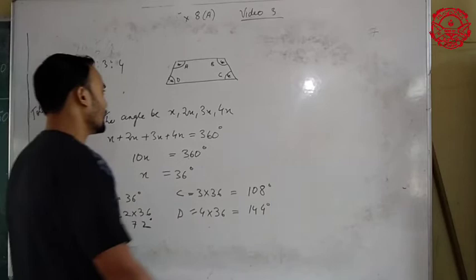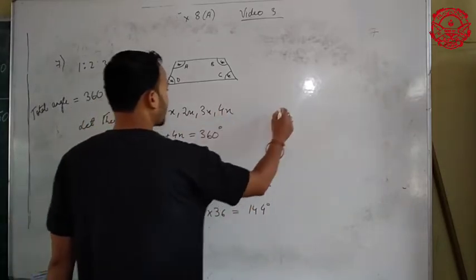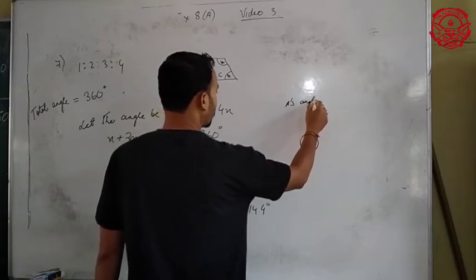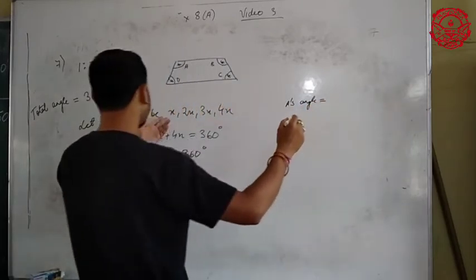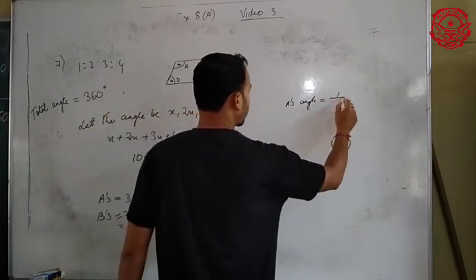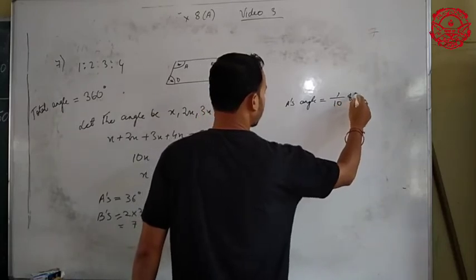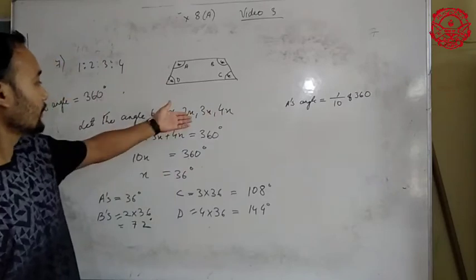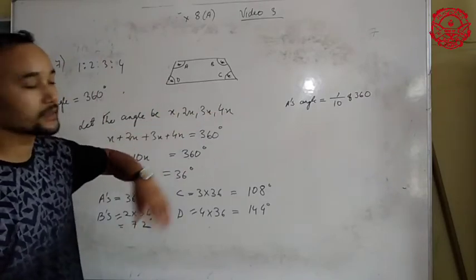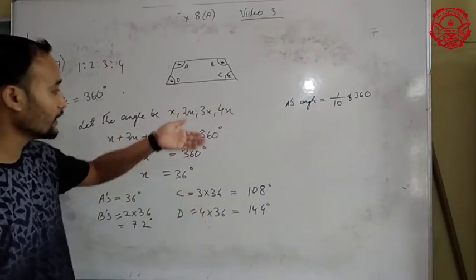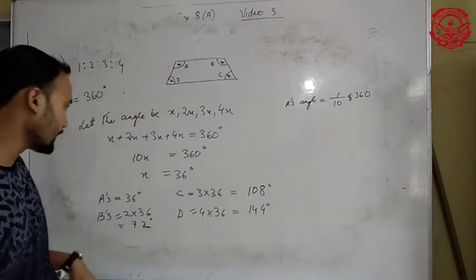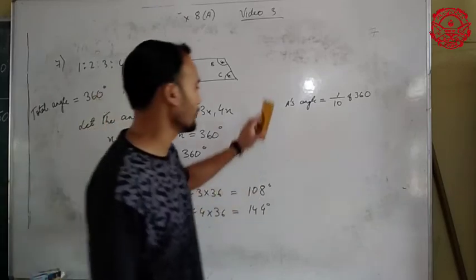In this method, what will be the total? Suppose A's angle: how much is 1 part getting? That is 1 by 10 of 360. B is 2 by 10 of 360, C is 3 by 10 of 360, and D is 4 by 10 of 360. The same answer comes in that method also, and if you like, you can apply this method by yourself.